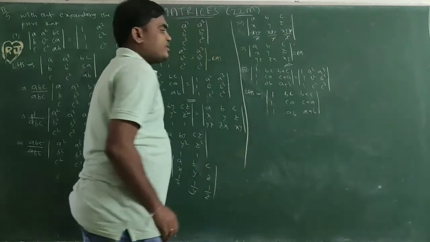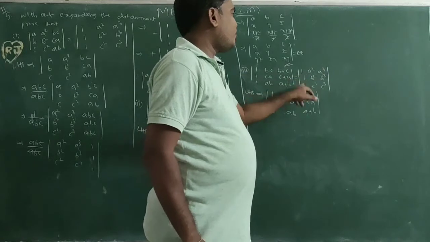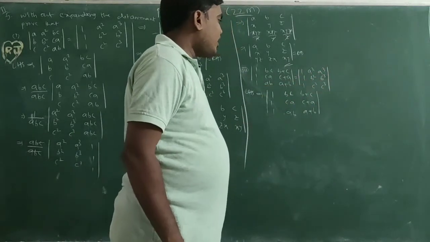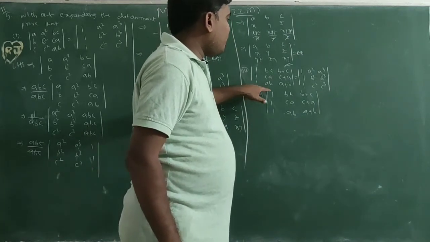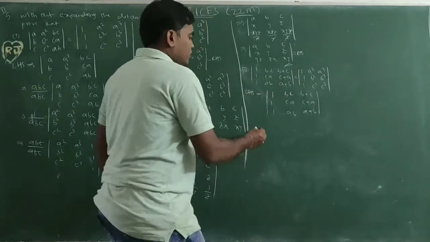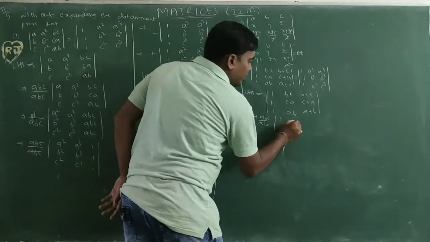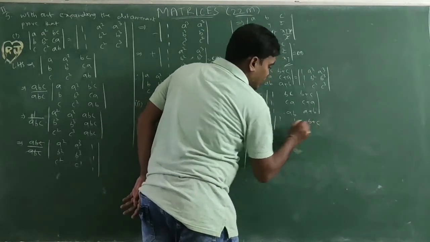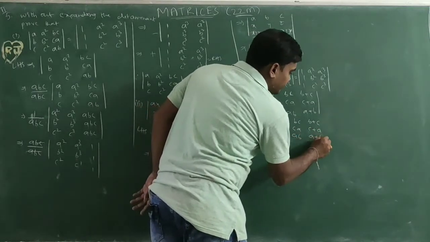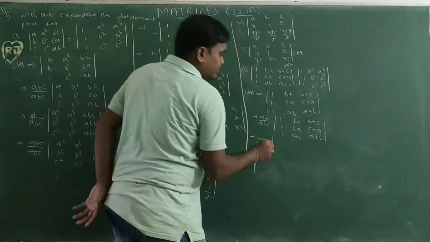So I am taking LHS. After taking this LHS, if we observe this one, 1 a square a cube, 1 b square b cube, 1 c square c cube, I want to multiply the first row with a, the second row with b, the third row with c. So abc by abc, I write first 1 bc b plus c, 1 ca c plus a, 1 ab a plus b.